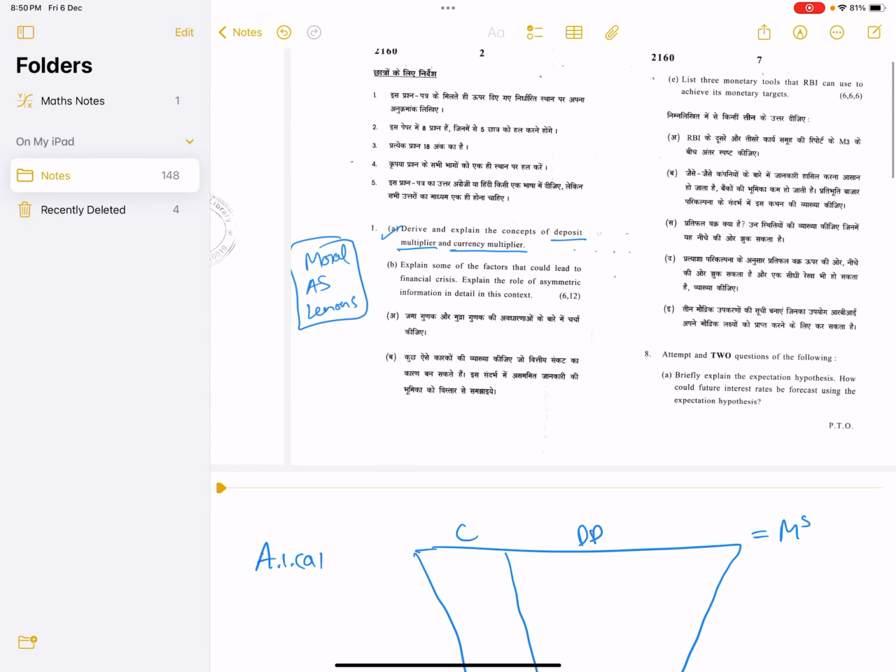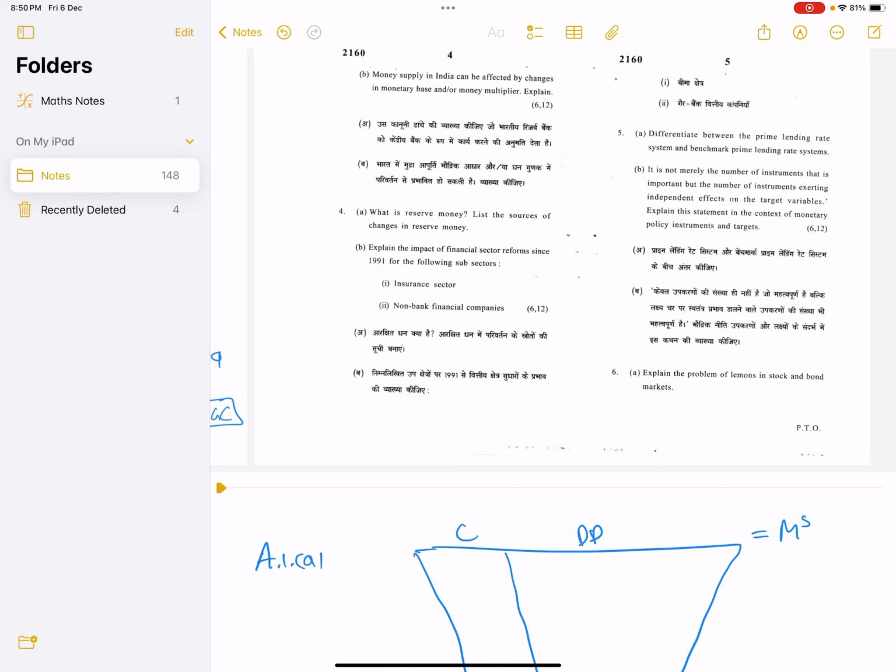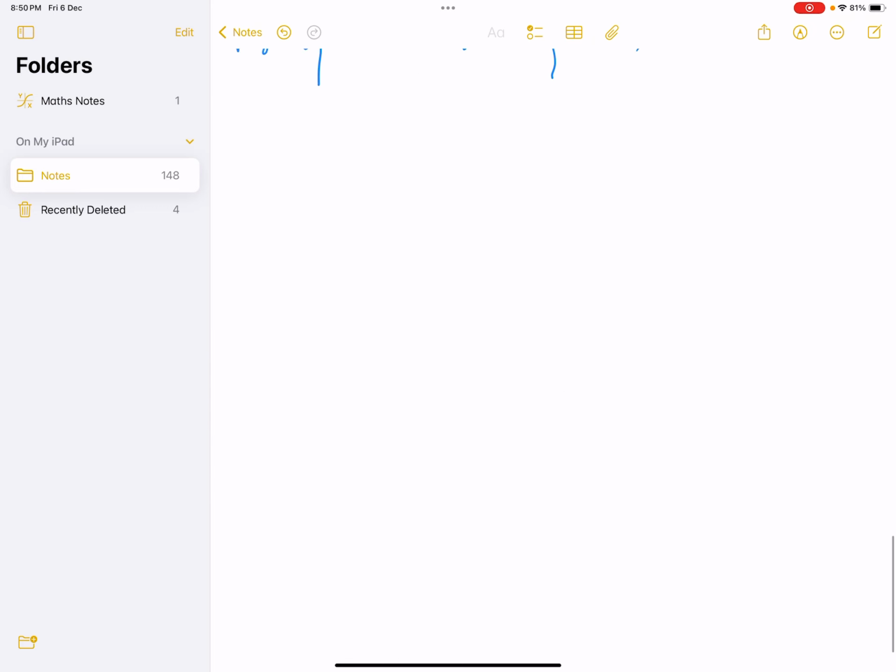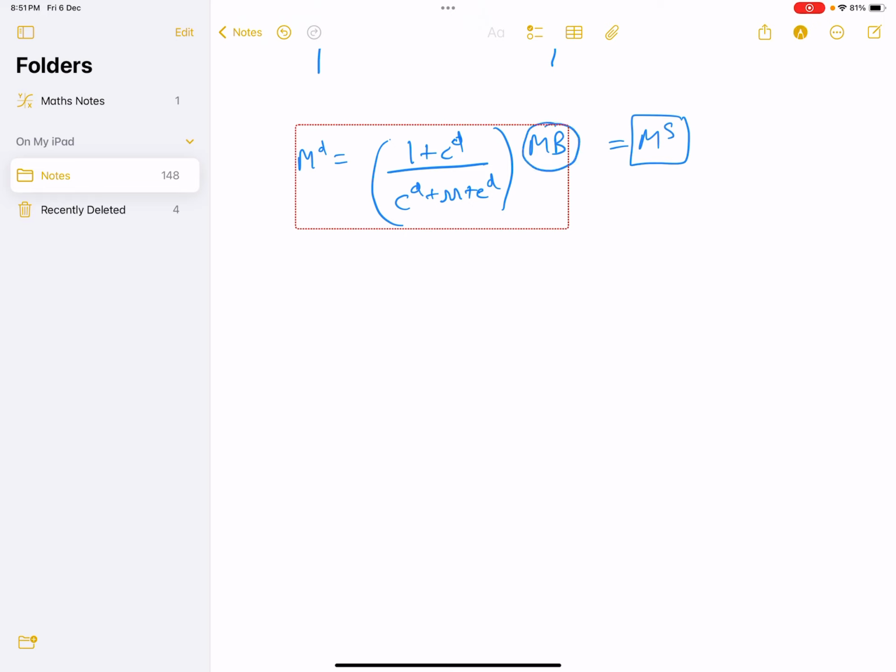Now we are supposed to go to page 4. Money supply in India can be affected by changes in monetary base and or the money multiplier. Since we have already found that the complete money multiplier is 1 plus CD by CD plus RR plus ER, into monetary base, this was the total money demand and at equilibrium, this should be equal to money supply. So money supply can be influenced either by change in monetary base or by change in the value of the multiplier. You can derive this and show. I hope this is clear.